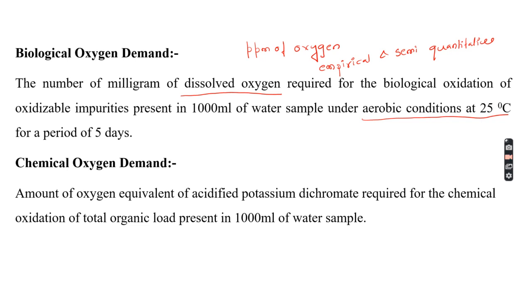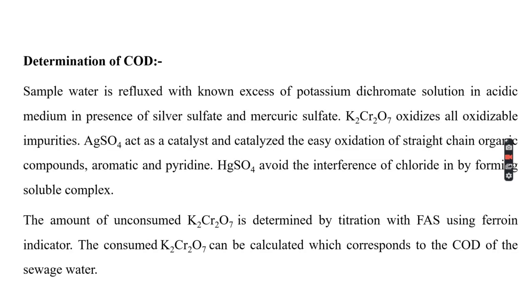It is the amount of oxygen equivalent of acidified potassium dichromate. This chemical is used to produce oxygen. It is the acidified potassium dichromate required for the chemical oxidation of all the impurities present in 1 liter of wastewater. So the COD method is a satisfactory quantitative method and it measures the total organic load.